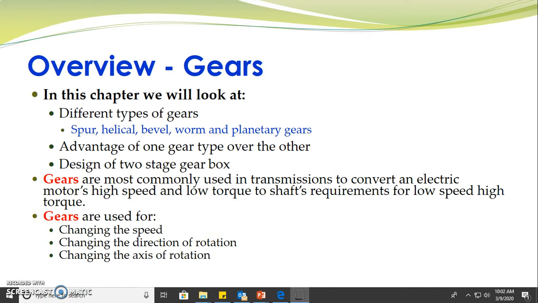Gears are most commonly used in transmission to convert an electric motor's high speed and low torque to shaft requirements for low speed and high torque. A good example of where gears are used is car transmission: gears used for changing the speed, changing the direction of rotation, and also to change the axis of rotation.